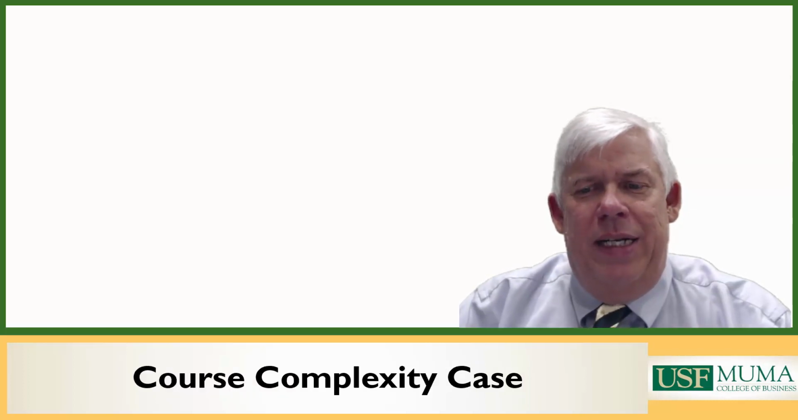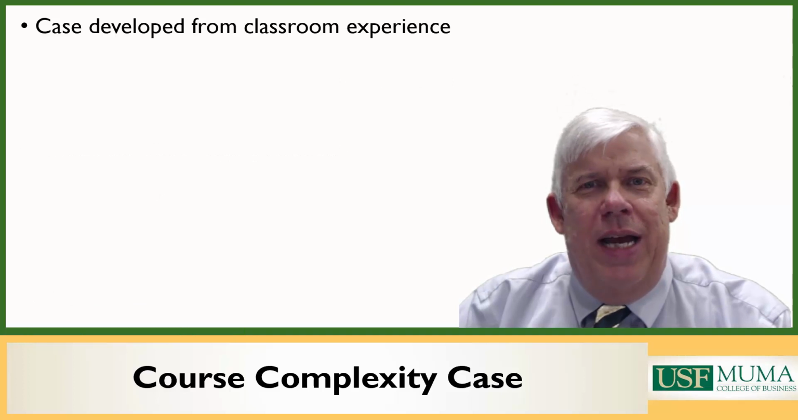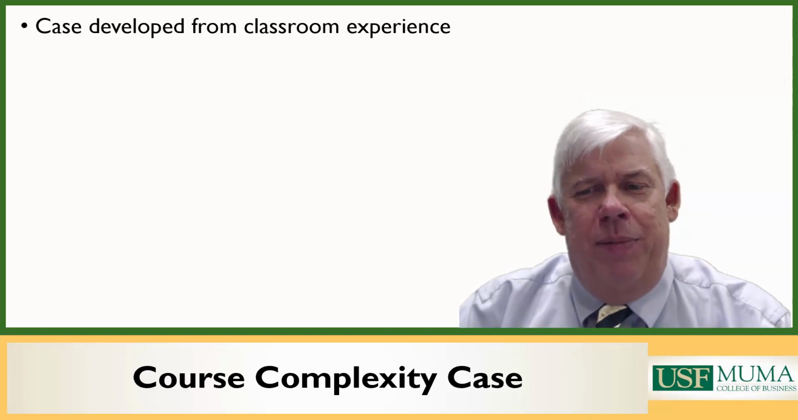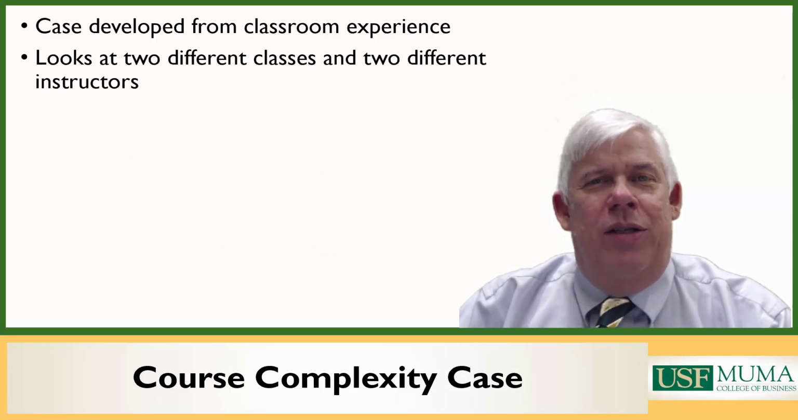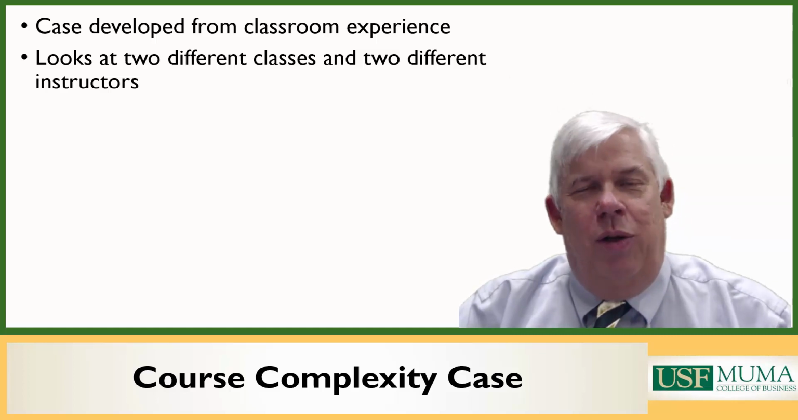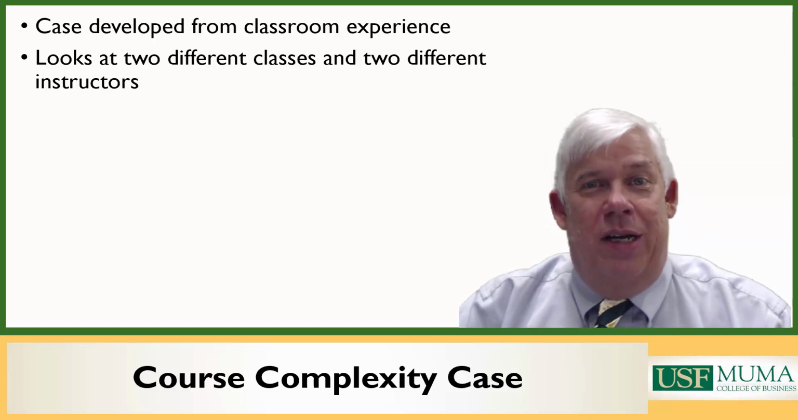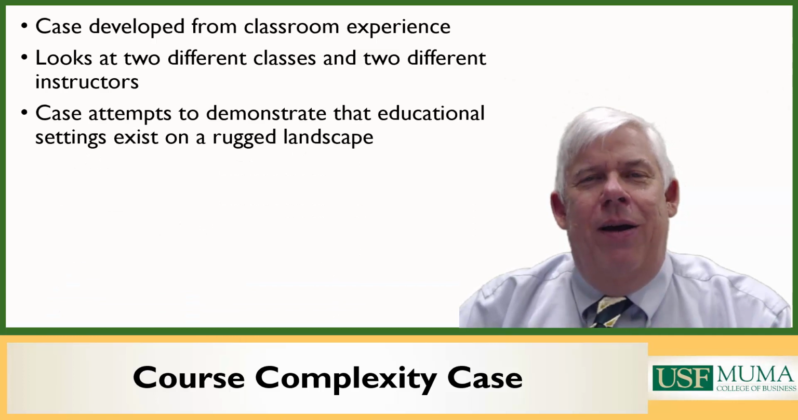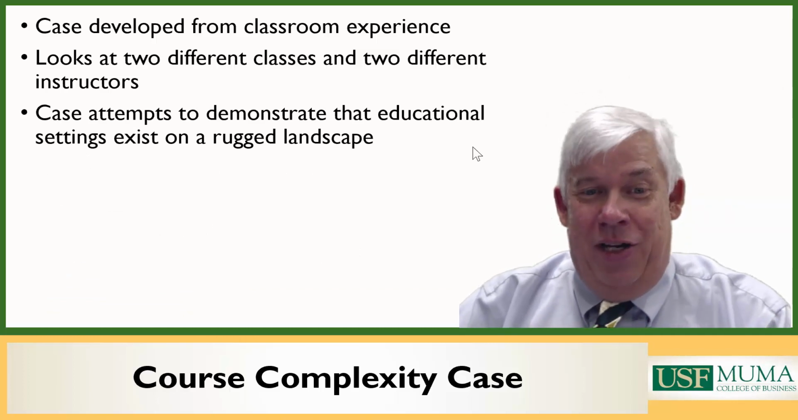The course complexity case essentially involves three different replications and was developed from classroom experience. And I think it employs a very interesting research design, and I hope that when you read the case, you will focus on the design and once again not get too tied up in the details. It looks at two different classes that are taught by two different instructors, and the combinations that were looked at were very specifically designed to provide insights into the underlying theory, which happens to be that educational settings exist on a rugged landscape.